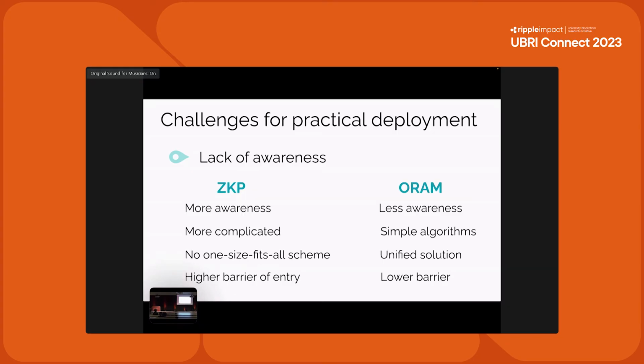But with ORAM, pretty much for everything you want to do, there's a unified solution. We know this is the best scheme, and we know a lower bound for this, and the upper bound is very close to the lower bound. There's not a lot you can do to improve the state-of-the-art solution. And in terms of barrier of entry, because ORAMs are just simple algorithms and data structures, it should be much easier for developers to develop them and use them in practice than ZKP.